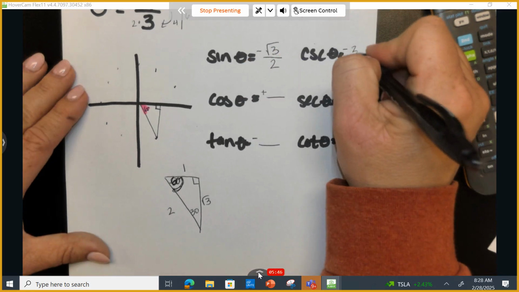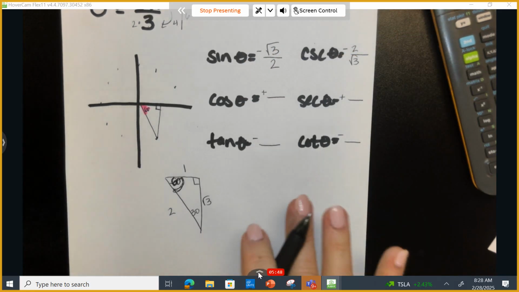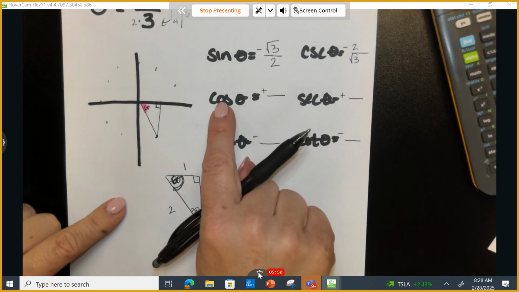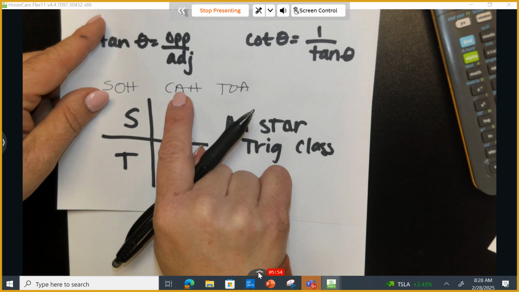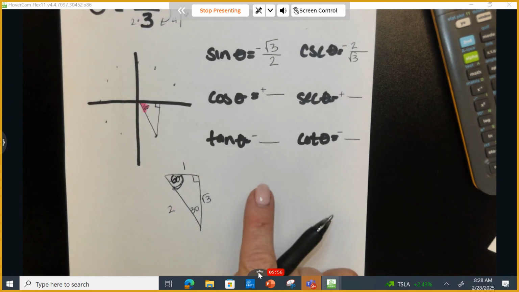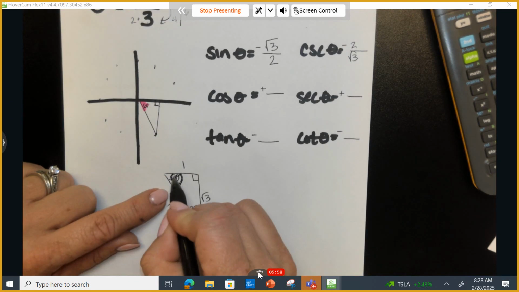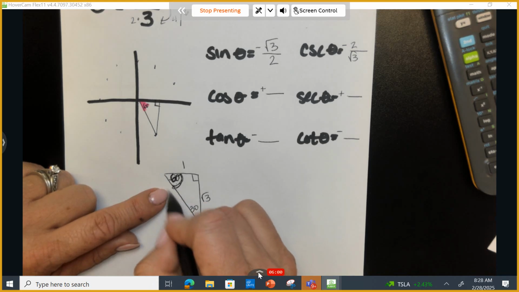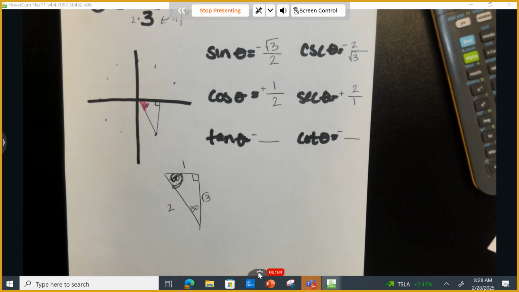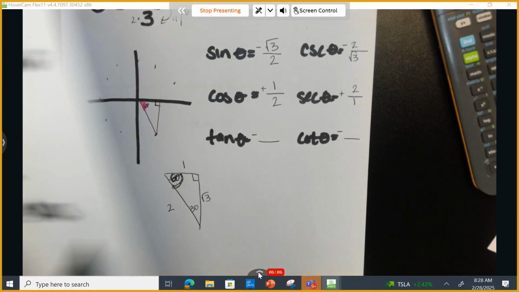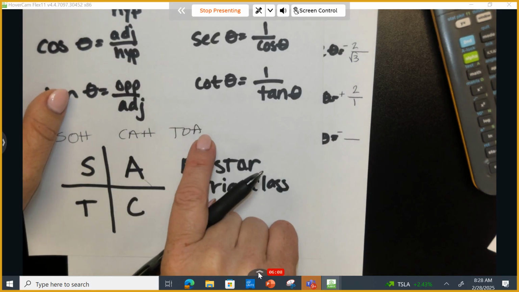Now I'm going to flip it. 2 over the square root of 3. Flip it, reciprocal. Cosine, SOHCAHTOA. Cosine is adjacent divided by hypotenuse. So from this angle, adjacent helps create the angle, but it can never be the hypotenuse. So adjacent is 1 over 2. Reciprocal, 2 over 1. Tangent is opposite over adjacent.